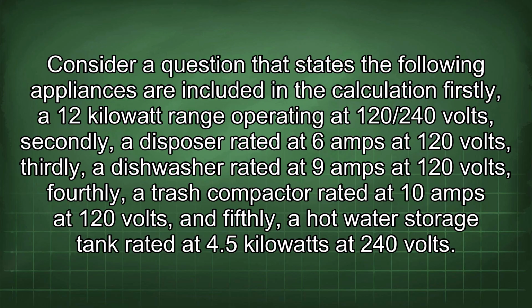Consider a question that states the following appliances are included in the calculation. Firstly, a 12 kilowatt range operating at 120/240 volts. Secondly, a disposer rated at 6 amps at 120 volts. Thirdly, a dishwasher rated at 9 amps at 120 volts. Fourthly, a trash compactor rated at 10 amps at 120 volts. And fifthly, a hot water storage tank rated at 4.5 kilowatts at 240 volts.